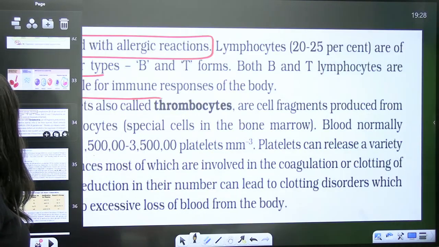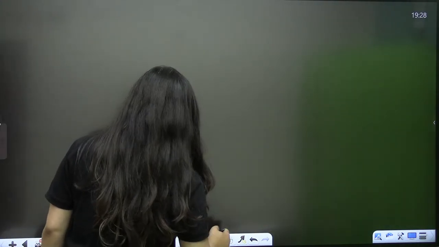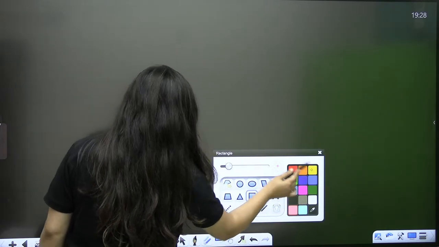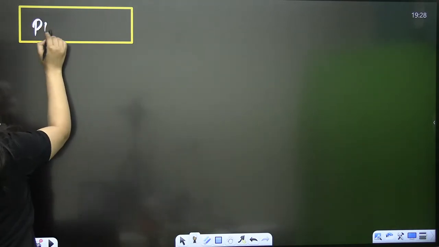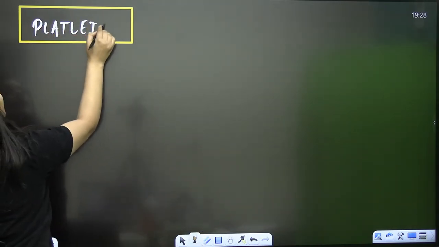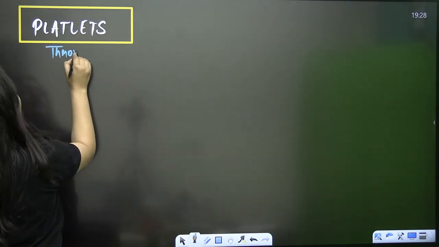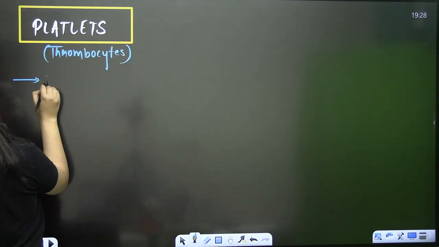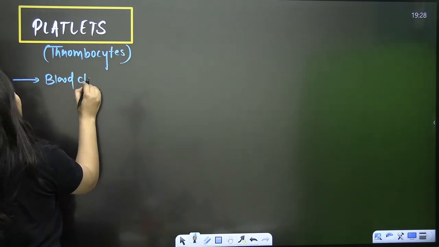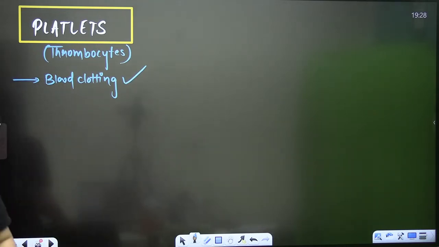Okay, so next topic is blood groups, but before that we need to talk about the platelets as well. So next is platelets, and these platelets are also known as thrombocytes. They are going to play a role in blood clotting. That's something very important, isn't it? Yes, platelets.